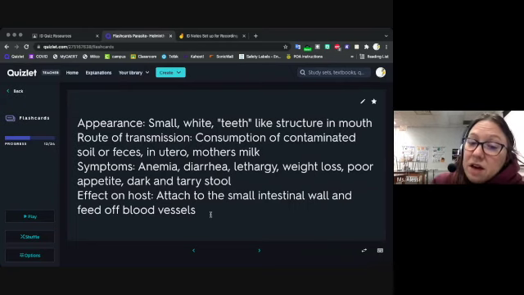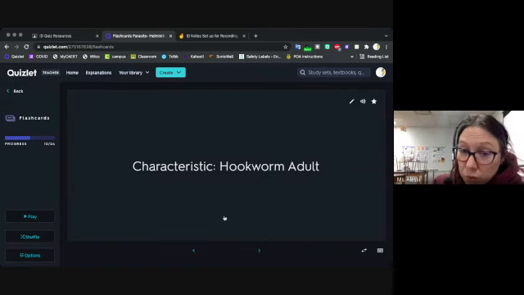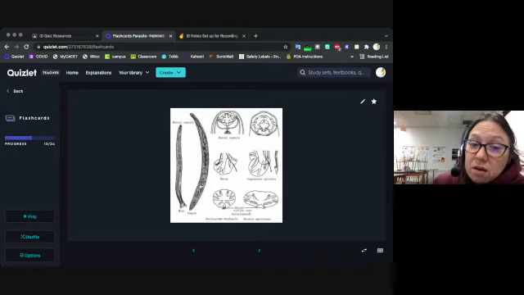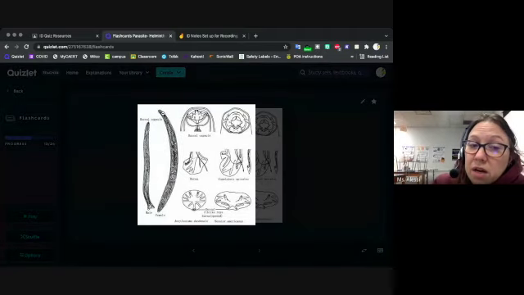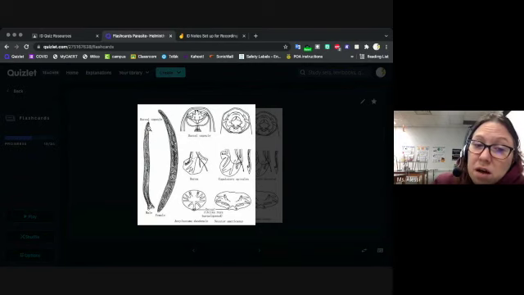The effect is that they attach to the small intestinal wall and they feed off the blood vessels. So that's why I'm seeing the anemia, and that's why I'm seeing the weight loss as well and the lethargy, because I don't have as much energy since my blood isn't getting all the nutrients that it needs. And again, these are hookworms. So here we have the hookworm. You can kind of see that hook piece on the top of the female, and then the male. So a buccal capsule, that's the mouth capsule, or where it attaches.